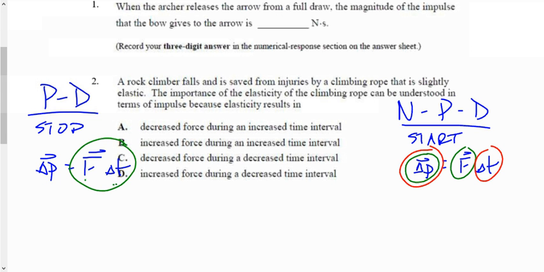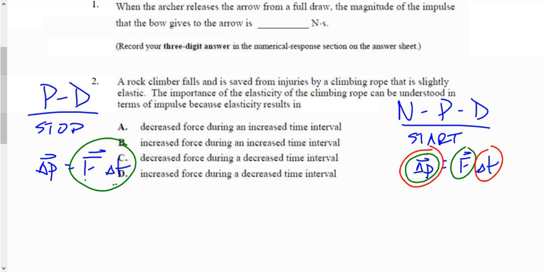Rock climber falls and is safe from injuries by climbing rope that is slightly elastic. What are we dealing with here, the predetermined or the non-predetermined? This rock climber falls and stops. That's a predetermined impulse, right? Whether the rock climber hits the ground or is stopped by the elastic rope, his or her impulse will be the same. What does the elastic rope do?